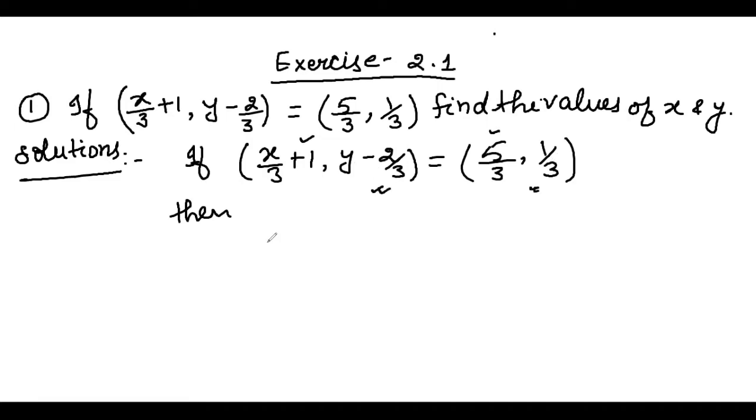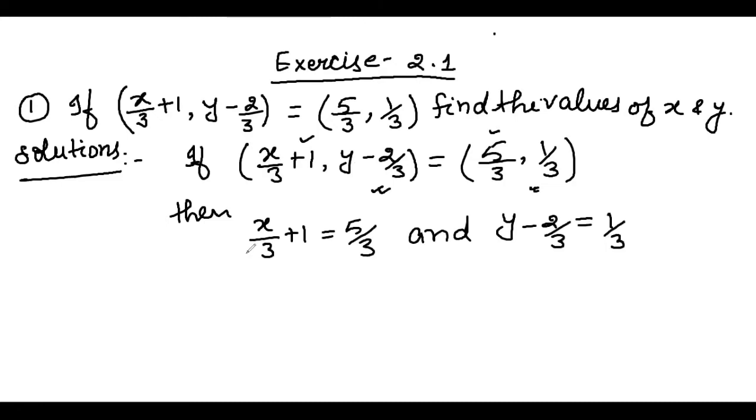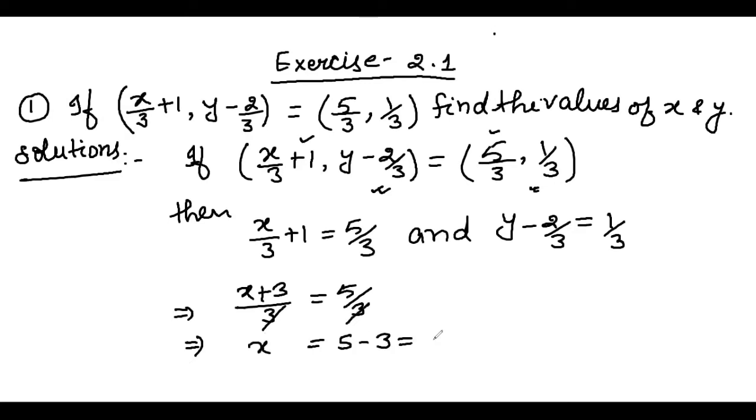So here x by 3 plus 1 is equal to 5 by 3, and we can write here y minus 2 by 3 is equal to 1 by 3. Now we have to calculate it so that we can get values of x and y. So x plus 3 by 3 equals 5 by 3, and here we can calculate the x value. We get 5 minus 3, which means 2. We are getting x equals 2.